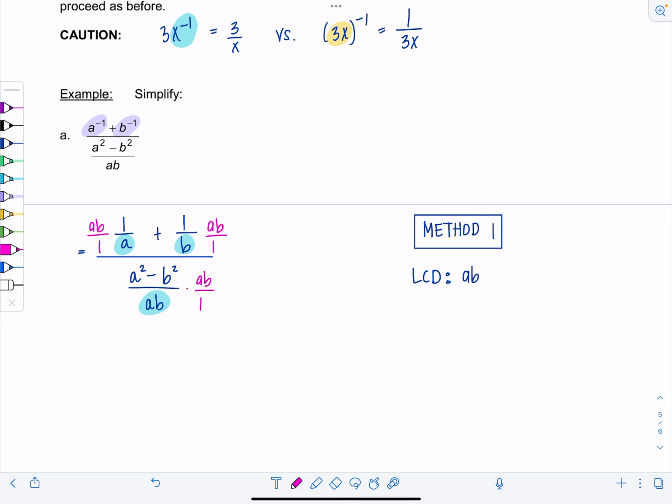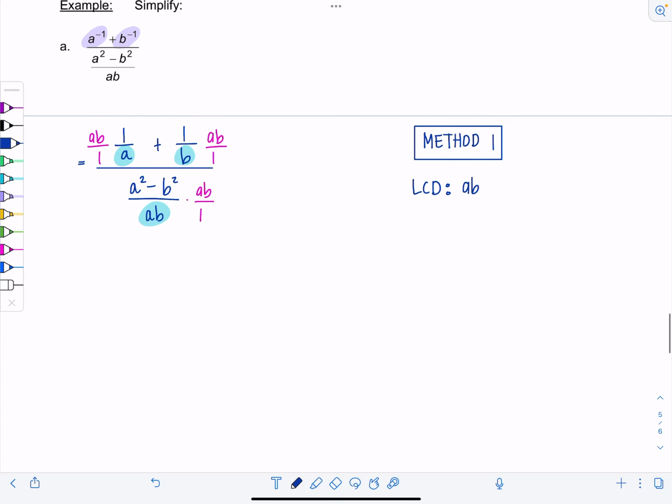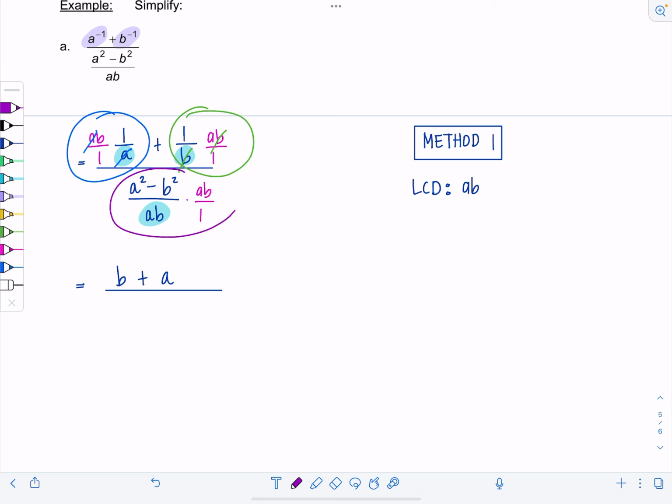And then now we can cancel and clean up. So let's see here. In this first term, a cancels out. So I'm just left with b. Cool. Plus, and then let's look over here. B is going to cancel out, so we're just left with a. And then now, please turn your attention to the denominator. And I notice, oh, ab cancels out, so I just have a squared minus b squared.